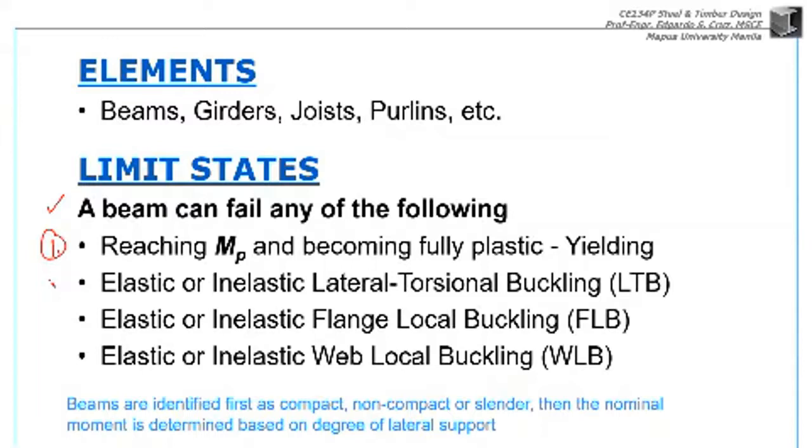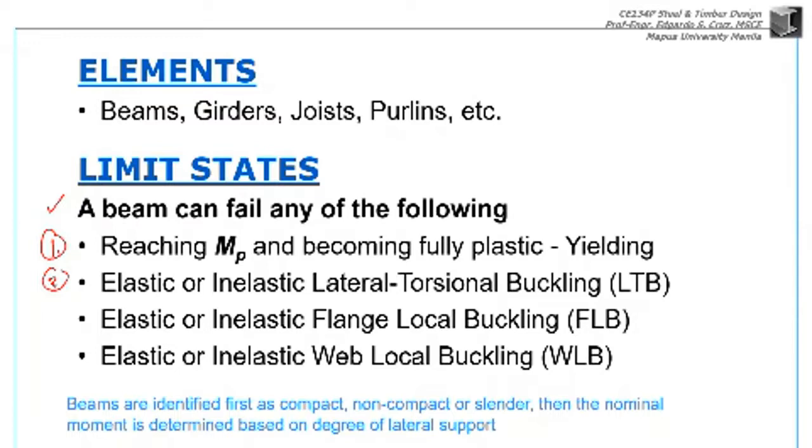The second possible failure is elastic or inelastic lateral torsional buckling, or LTB. In compression members, we had before that when we compress a member, it tends to buckle laterally. That is called flexural buckling. In a beam, if this is our beam and you load it here, the beam would flex, I mean it could bend like this. From the moment there is lateral displacement and torsion as well, that is called lateral torsional buckling. So that could also be one of the possible limit states or failures of a flexural member.